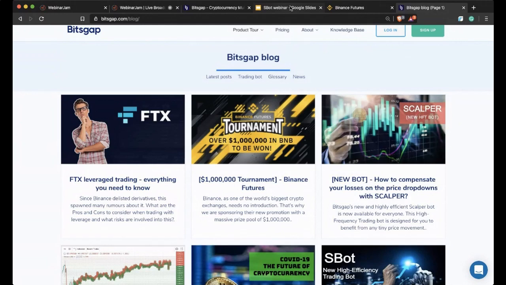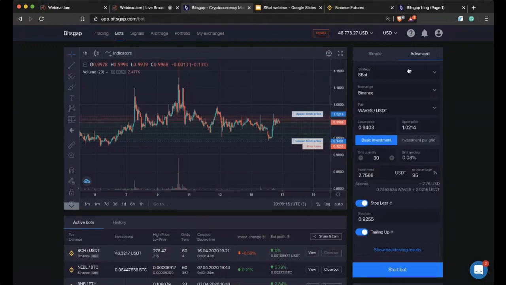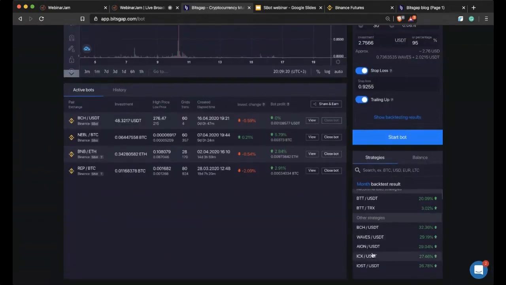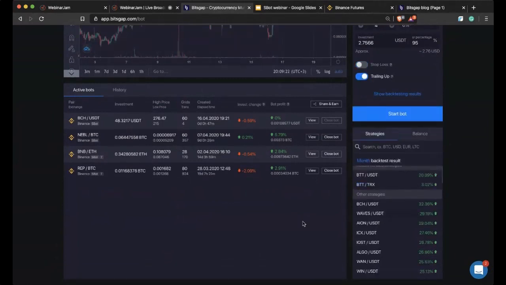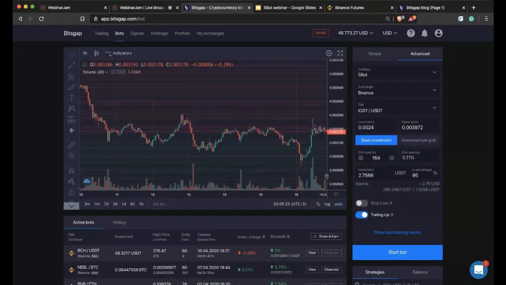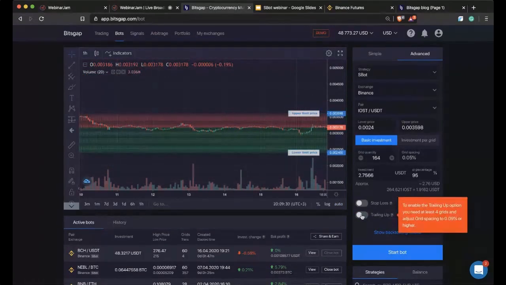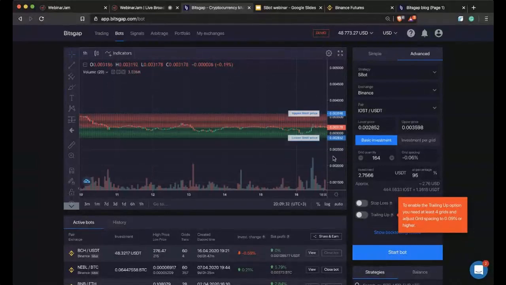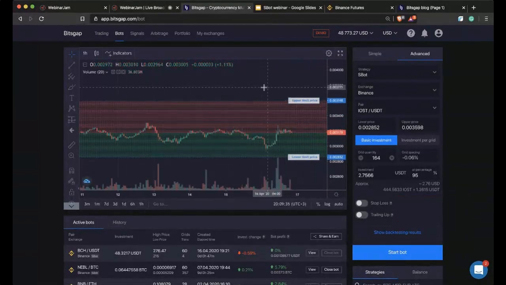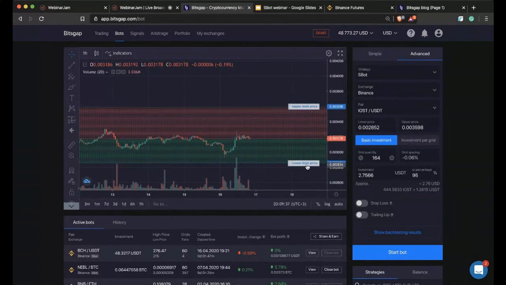So there is a question: what's the point of setting the upper limit price if I activate trading up? It will never reach the upper limit grid, right? Let me show you once again the logic. Look, let's say you didn't choose the trading up function and you are using the SBot. You have the upper limit and you have the lower limit.